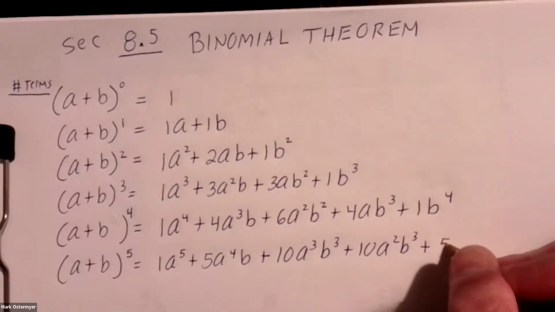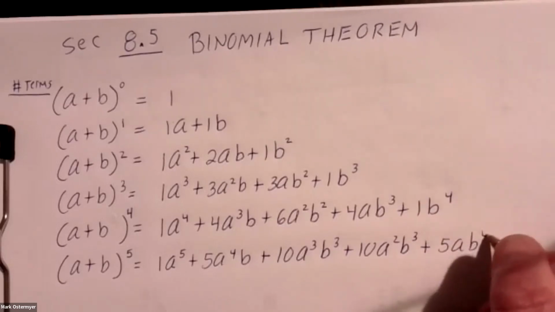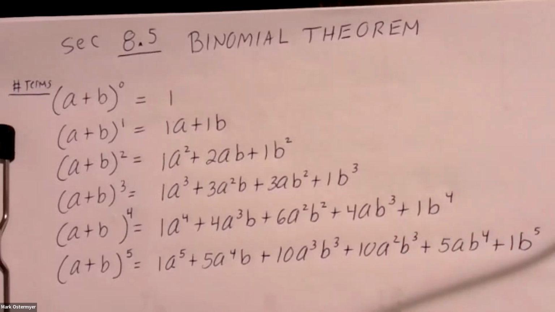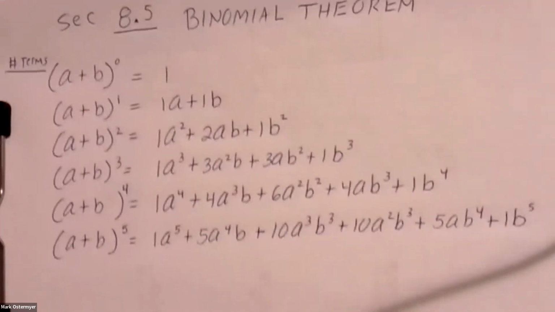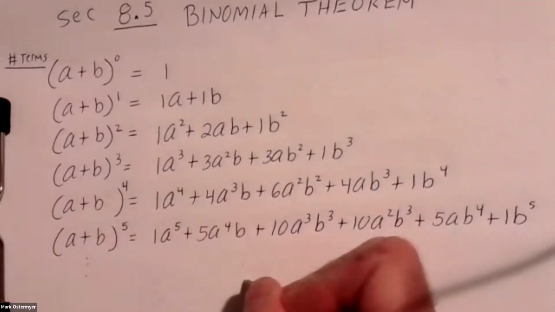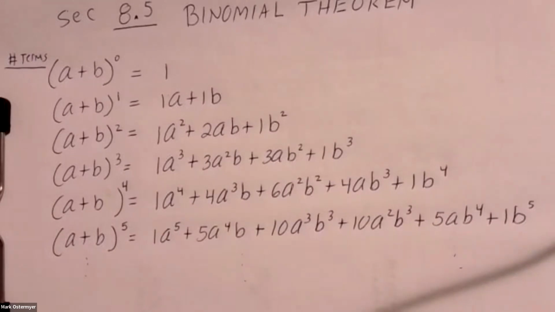plus 5ab to the fourth, and plus 1b to the fifth. Okay. And on this is going to go. Okay. So this could go till the end of time, literally. But notice the higher the power assigned to the binomial a plus b, the more difficult it is and more time consuming it is to expand it out.